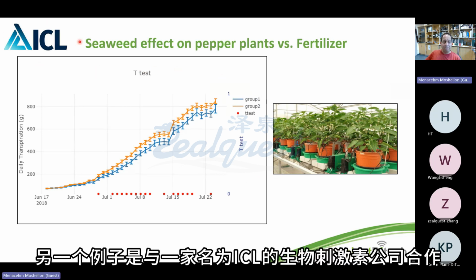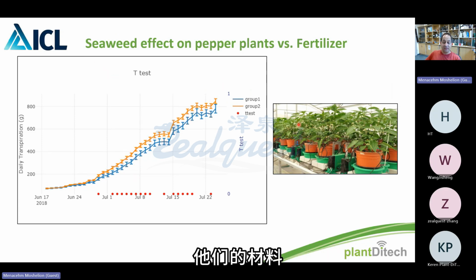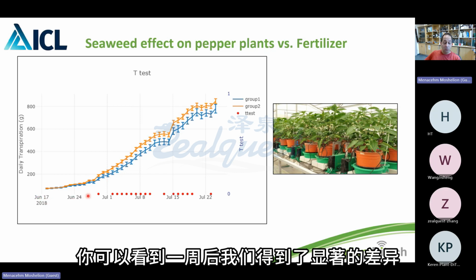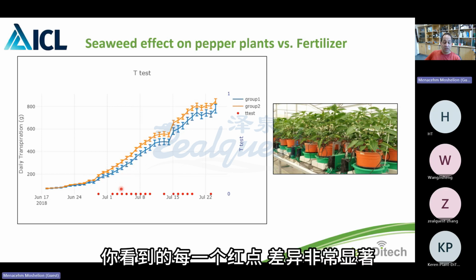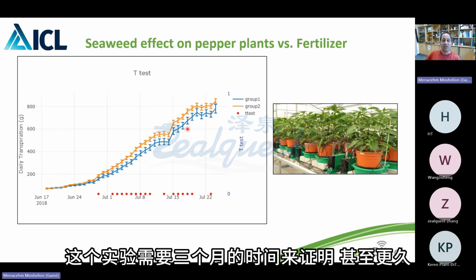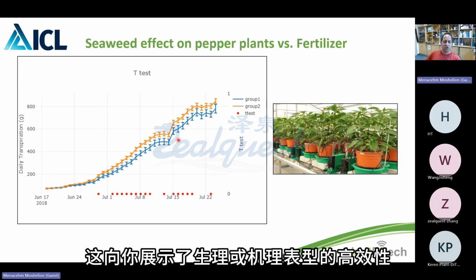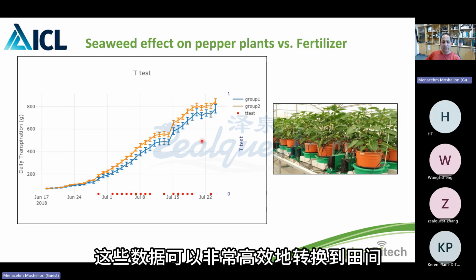Another example is working with a biostimulant company called ICL. It's a very big chemical company. Here the user applied their materials, their biostimulant, and you can see that after 1 week, we get a significant difference. So this is their product, and this is the control. Each place you see a red point, it means significantly different. So their product could be proven to be better after about 10 days. In the field, this experiment would take 3 months to prove, if not more. So this shows you how efficient the physiological or functional phenotyping is. You can get a very nice comparative analysis very quickly, and this data translates to the field very efficiently.